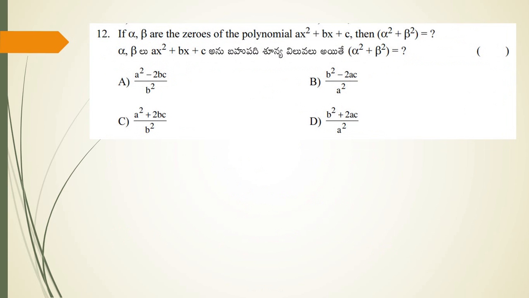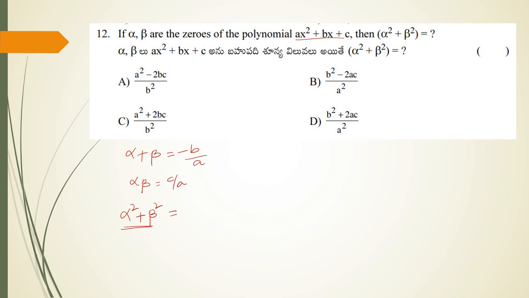Next, question number 12. This is a simple one, I think. If alpha and beta are the zeros of the polynomial ax square plus bx plus c, then clearly, since alpha and beta are the zeros, directly I can write the sum of zeros is minus b by a, and the product of zeros is c by a. Now what did he ask you to find? He is asking you to find the value of alpha square plus beta square.